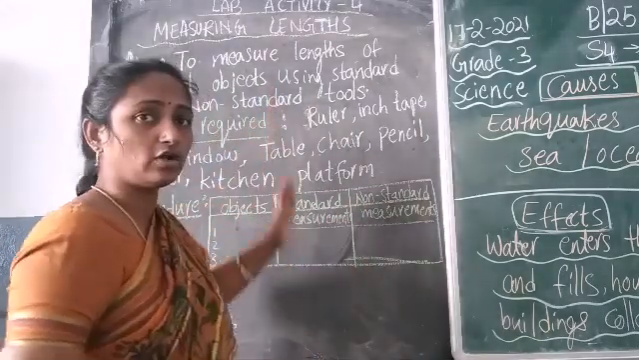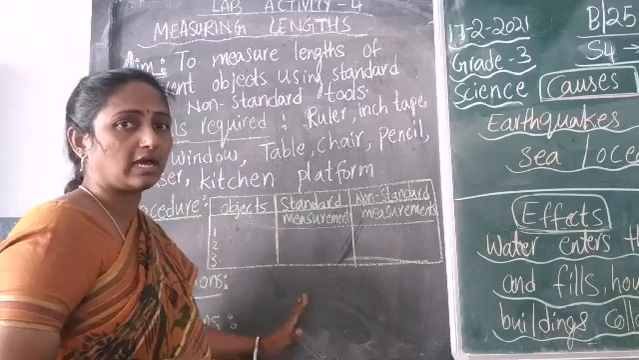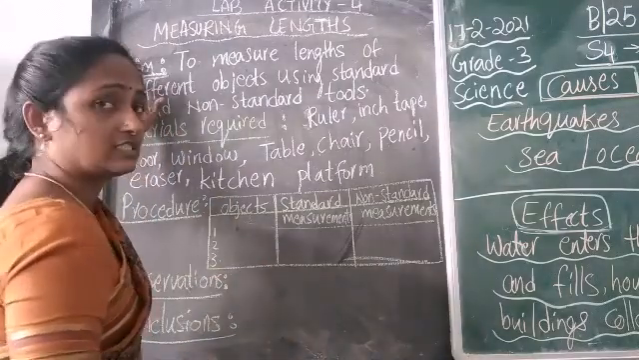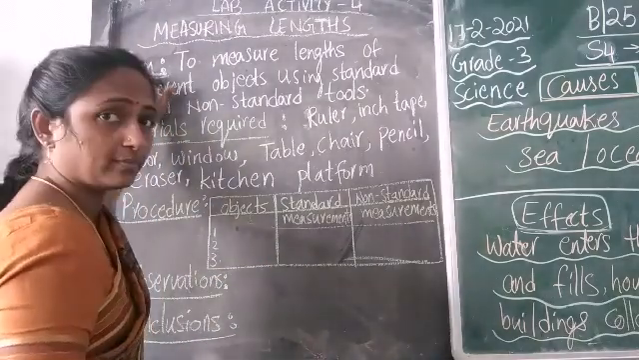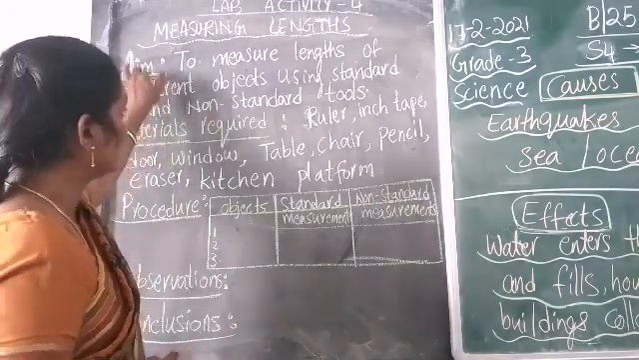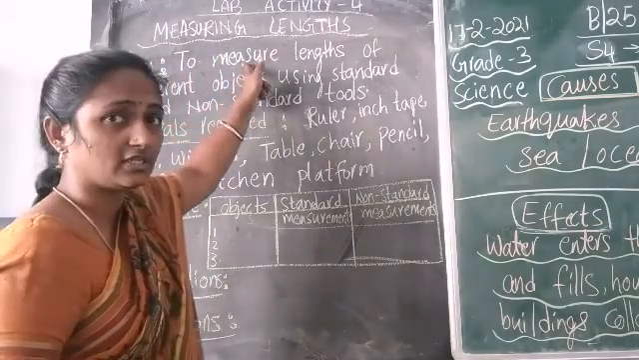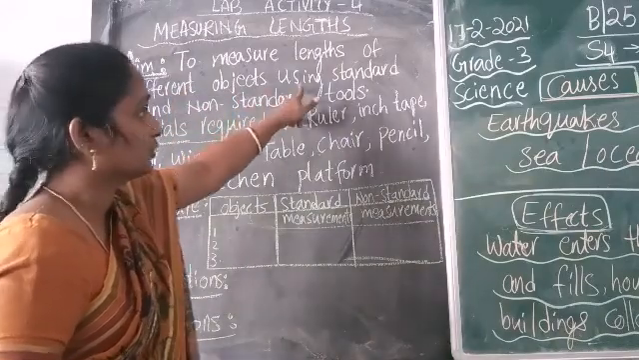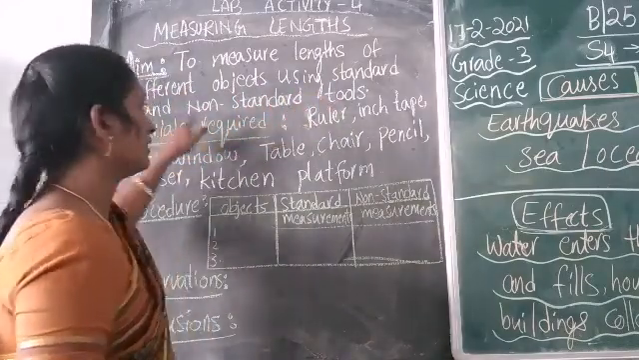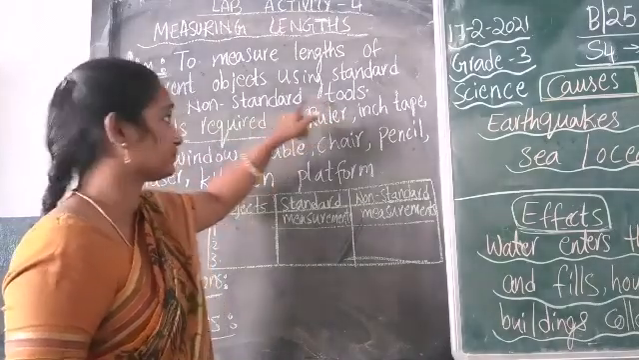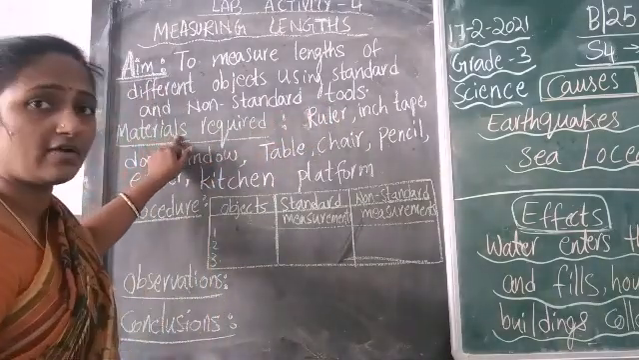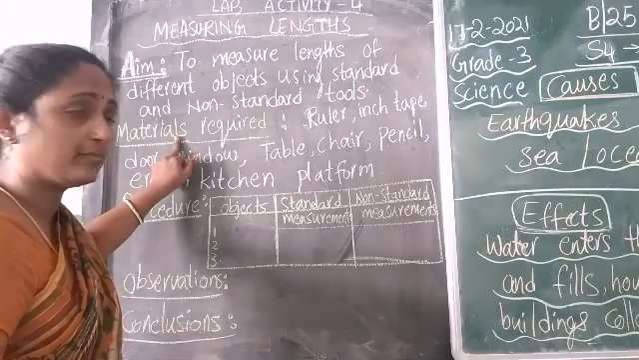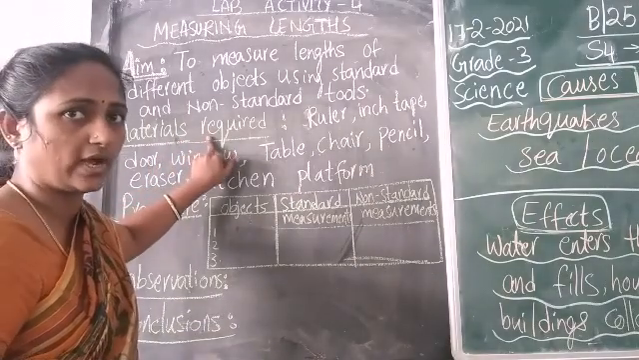And you are going to follow these steps to write the lab activity. The first step, you are going to write the aim. What is your aim? You are going to measure the lengths of different objects using standard and non-standard tools. After writing the aim, you are going to write the materials required.